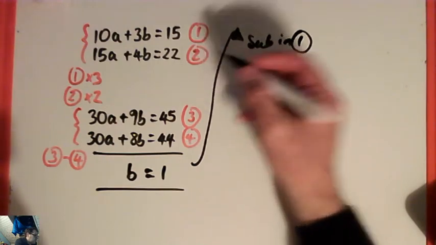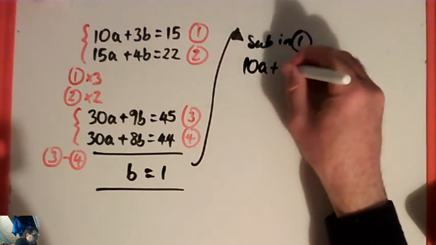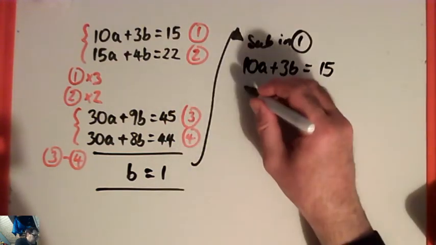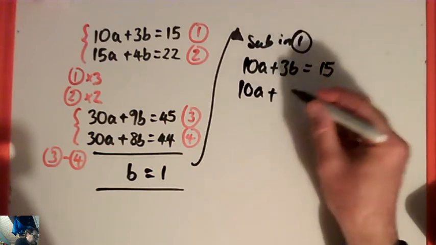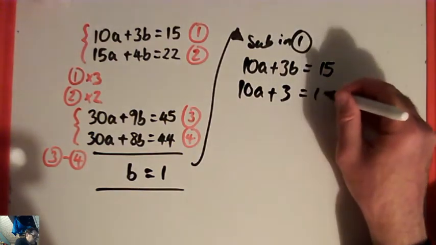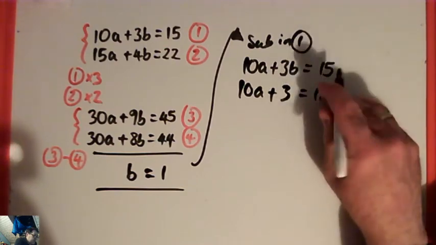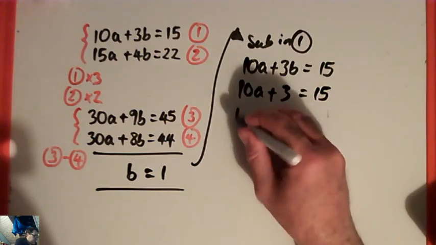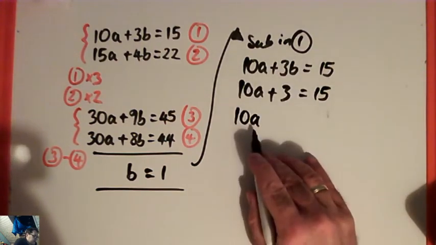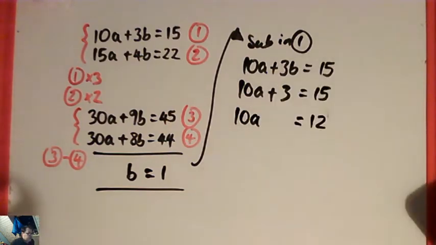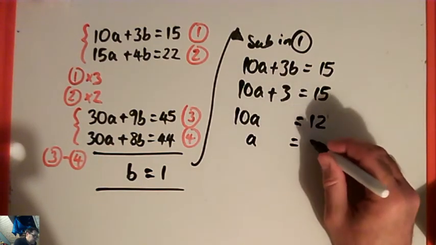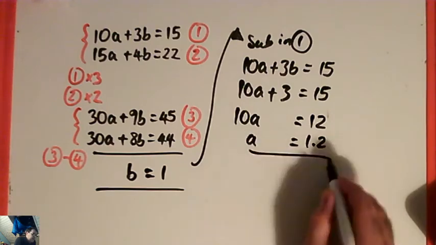So equation 1 was 10a plus 3b equals 15. I know that b is 1, so that becomes 10a plus 3 times 1 is 3 equals 15. Take away 3 from both sides to get the a bit on its own. 10a equals, now that's equal to 12. And I don't want to know what 10a is, I want to know what single a is. So divide everything by 10 to get a equals 1.2.